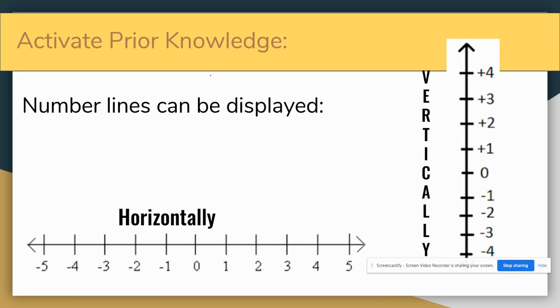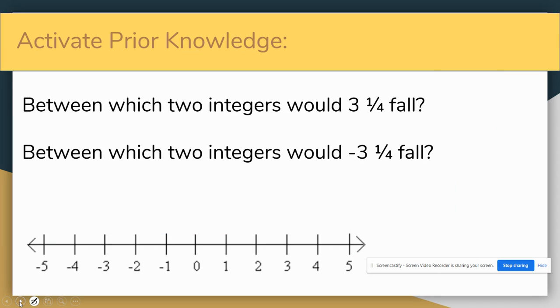All right, let's activate some prior knowledge. Number lines can be displayed in 2 ways. We've seen number lines displayed horizontally, which is just a line that goes from the left to the right. Or we can see number lines displayed vertically, which is just up or down. Today, we are going to work on the horizontal number lines, and tomorrow you'll work with vertical number lines.